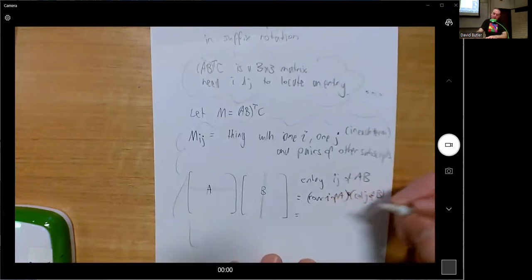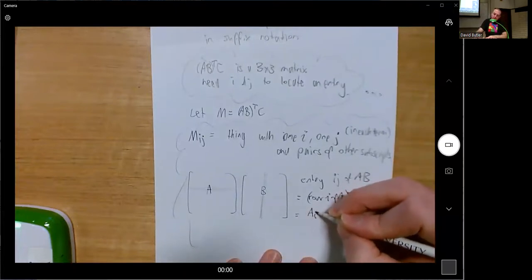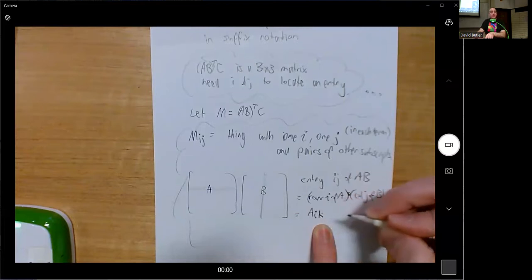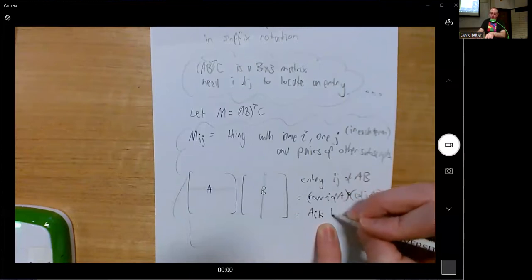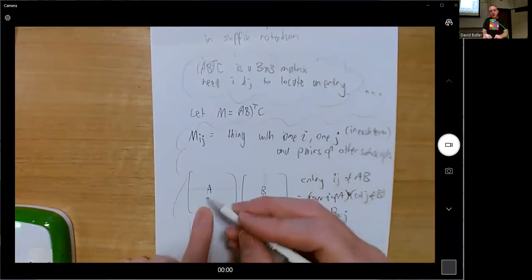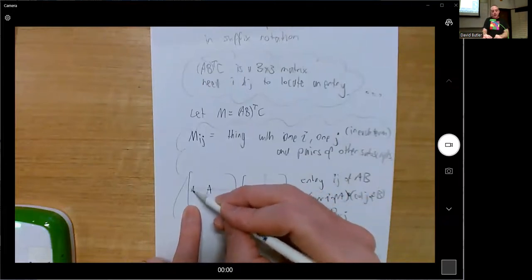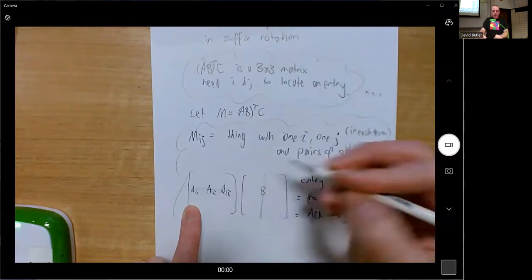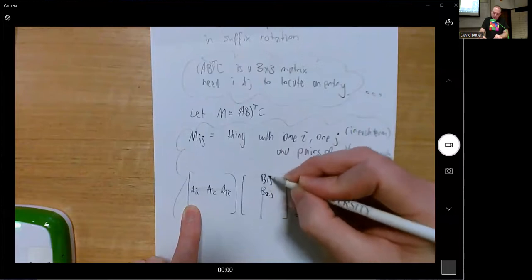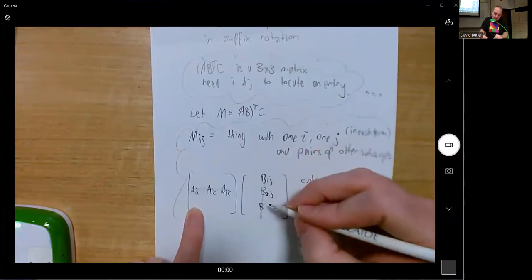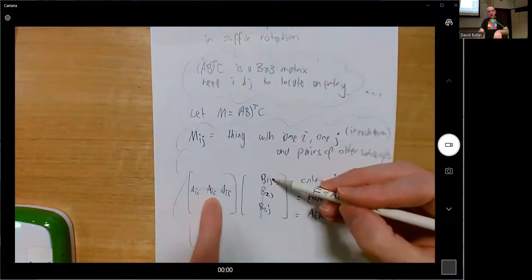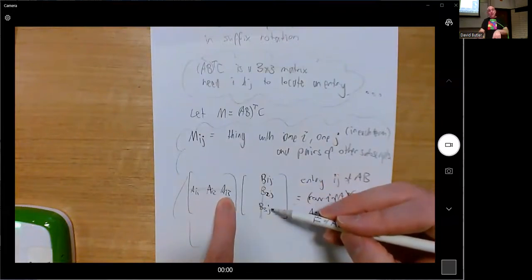And row i of A would be A_i, and we're going to need a new letter to say where I'm up to in row i. So I shall call it k. And column j of B is going to be B_kj, like that. So what this will do is I'll be here at A_i1 and A_i2 and A_i3 and B_1j, B_2j, and B_3j. And then I'll have A_i1 times B_1j and A_i2 times B_2j and A_i3 times B_3j.